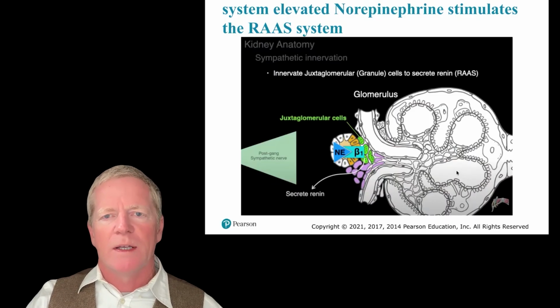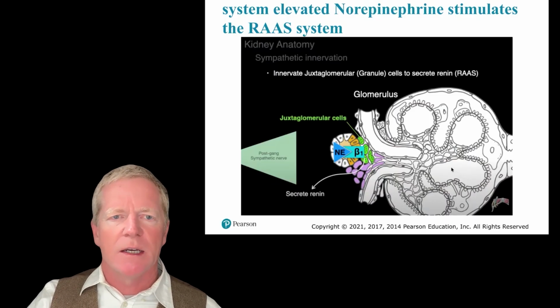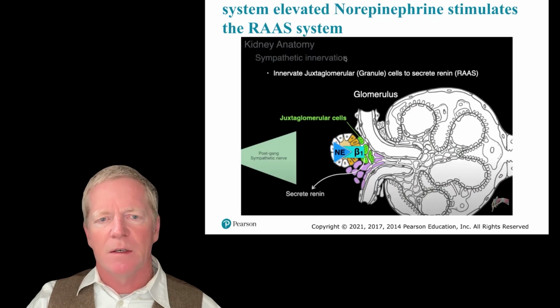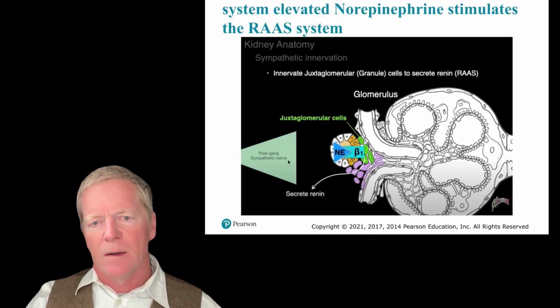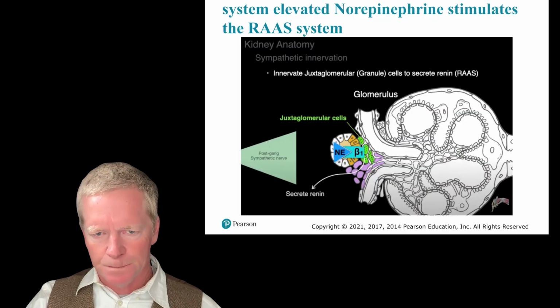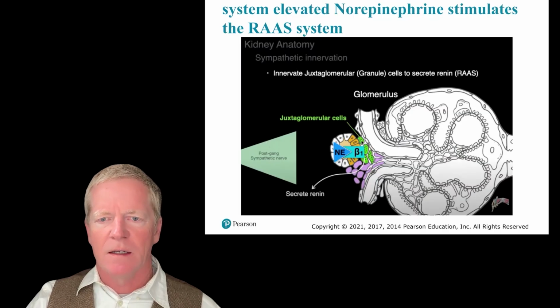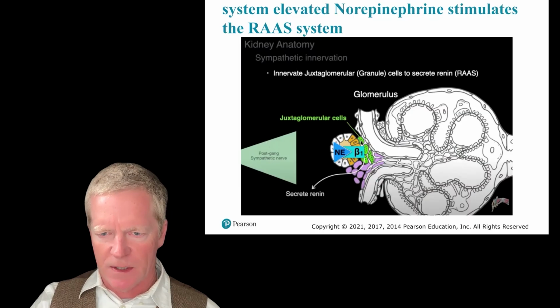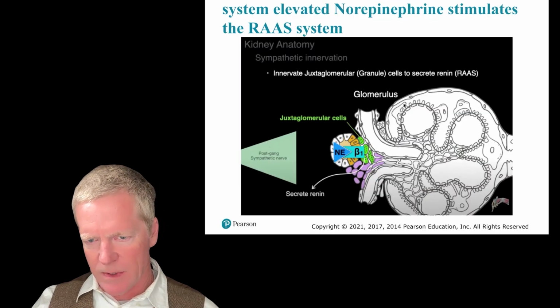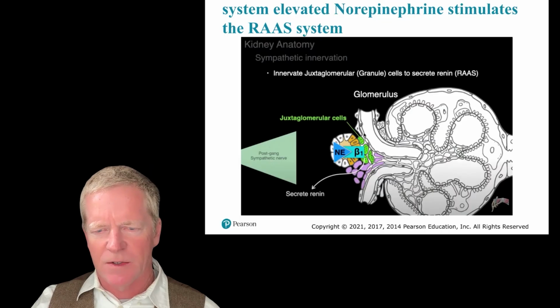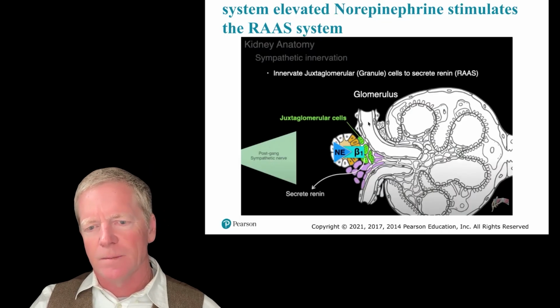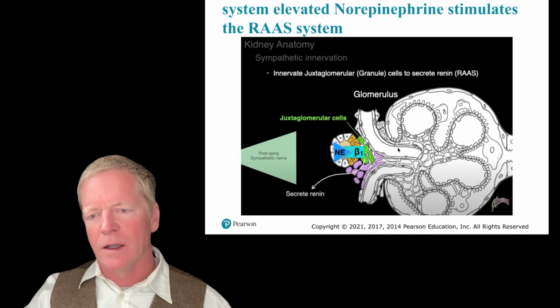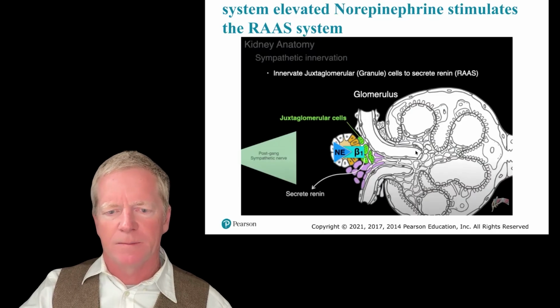Okay, one of the ways that the kidneys are regulated is through the nervous system, and particularly the sympathetic nervous system. The sympathetic nervous system contains nerves that affect the juxtaglomerular cells. These are the cells that are right next to the glomerulus. This would be the glomerulus here. And the cells that are regulating the afferent, that'd be the entry of blood into the glomerulus.